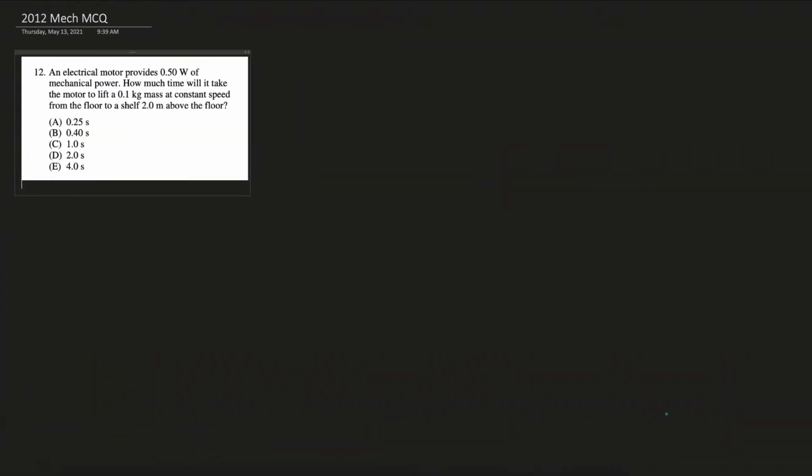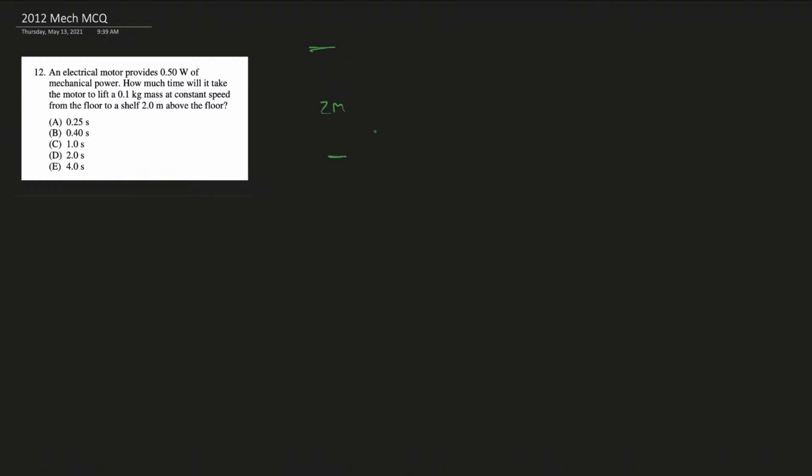Okay, so number 12 says an electrical motor provides 0.5 watts of mechanical power. How much time will it take for the motor to lift a 0.1 kilogram mass at a constant speed from the floor to the shelf 2 meters above the floor? So the object is traveling from here to here.